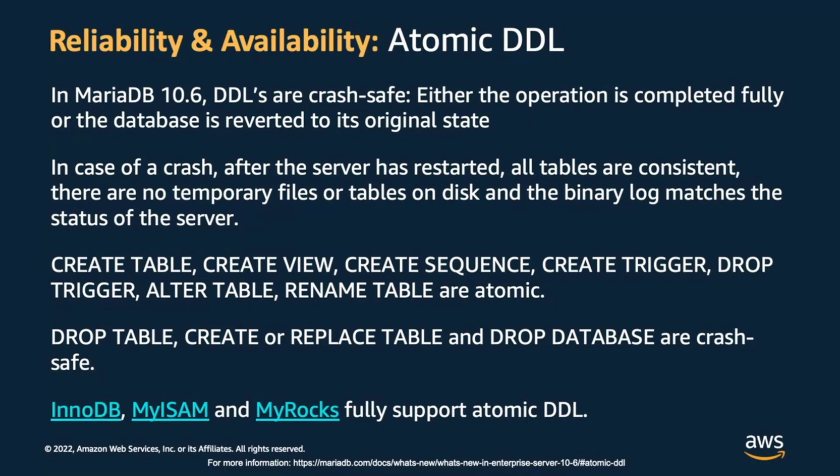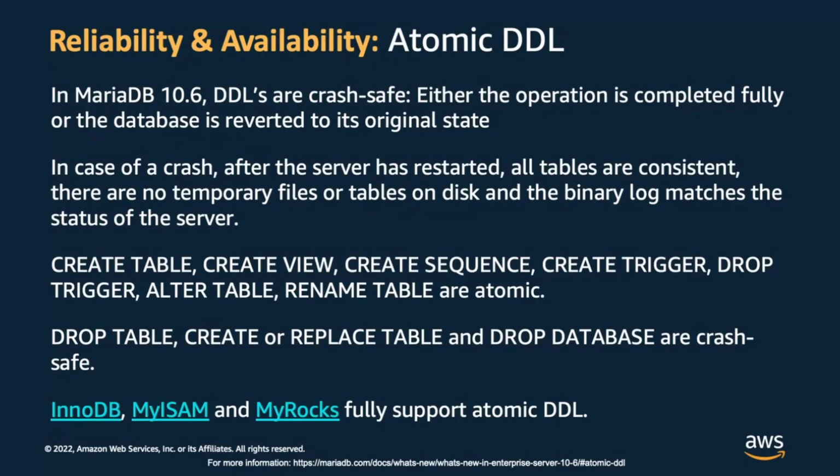Atomic means that either the operation succeeds and is logged into the binary log file or is completely reversed. Crash safe means that in case of a crash, after the server restarts, all the tables are consistent. There are no temporary files on the file system, and there is no data within the binary log files. So with 10.6, you can do create tables, views, sequences, triggers. These are all atomic functions now.